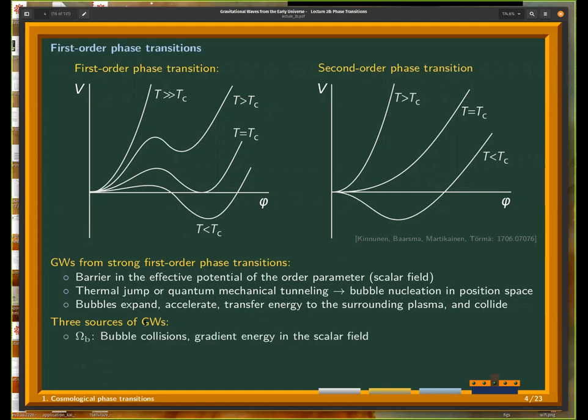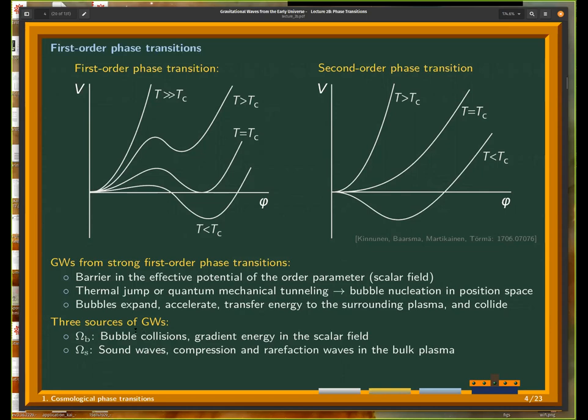So first of all, we can look at the collision of the vacuum bubbles themselves. They store energy in the form of gradient energy in the scalar field. And when the bubbles collide, that energy will be released and be converted into gravitational waves. So in the following, I want to denote this contribution by Omega_b, where b just stands for bubble collision.